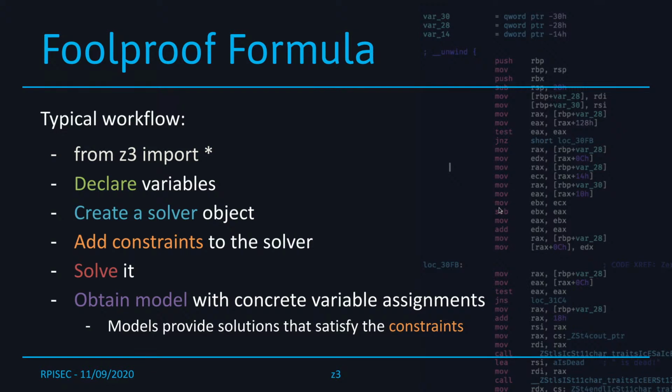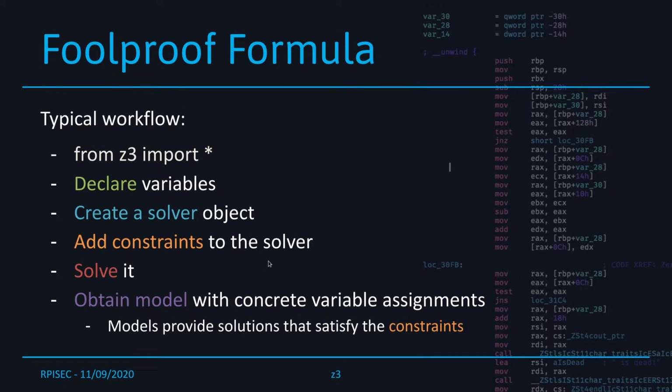In general, when we're using Z3 or any kind of constraint solver, we're going to follow a very cookie-cutter workflow. We import everything from Z3, and we declare a bunch of variables, like x is an int, y is an int, stuff like that. We create the solver object, which is specific syntax in Z3, and we add constraints.